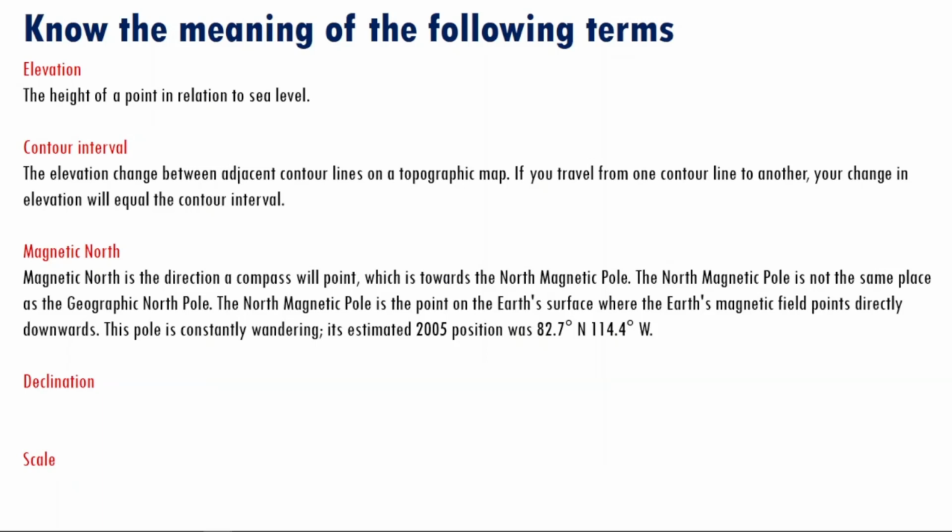In 2005, the people who were looking for the pole found it to be at 82.7 degrees north and 114.4 degrees west. That was 2005. Right now, if you try to find it, it might change, because the magnetic field of the Earth is changing. All right.